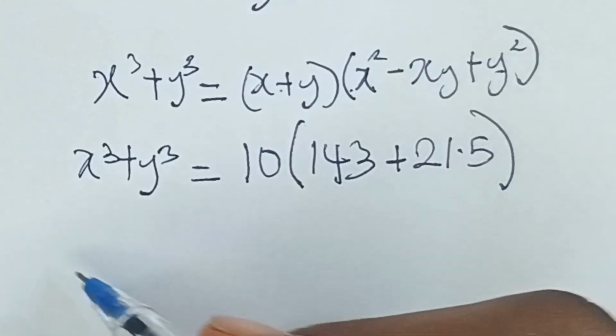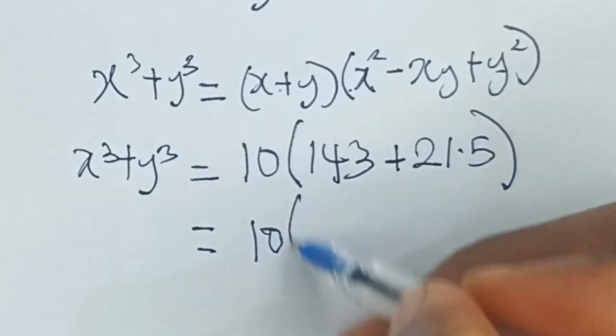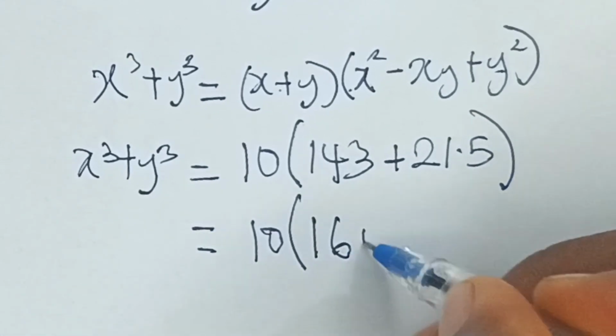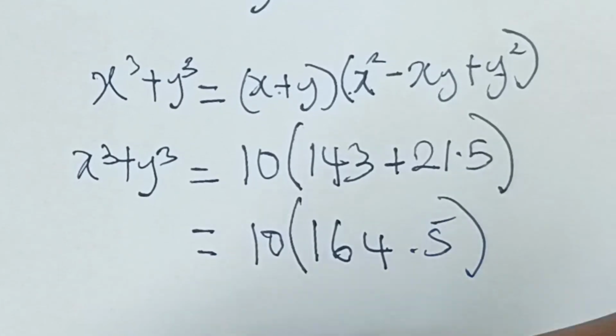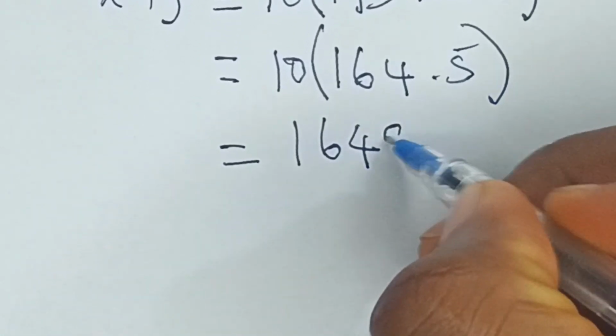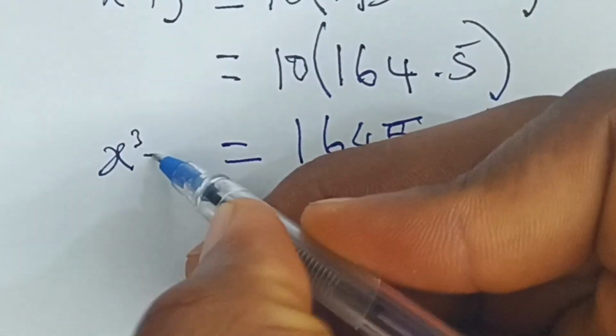All right, now from here we have that this is equal to 10 into 164.5, hence this becomes equal to 1645. Okay, so this becomes the correct answer to this given question.